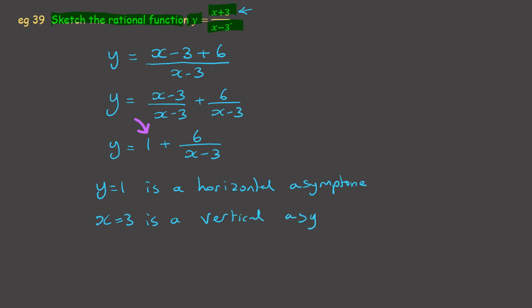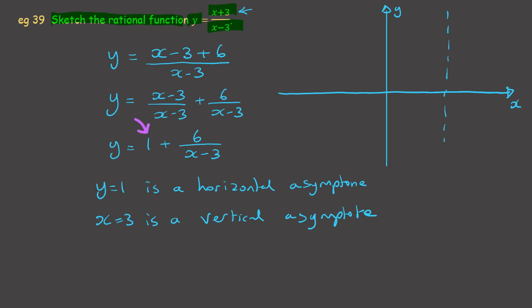So we've got that, and we can probably start putting things onto a sketch at this stage. There might be some other things that we want to discern before we actually make an attempt at the sketch. So x equals 3 is a vertical asymptote, and y equals 1 is the horizontal asymptote.